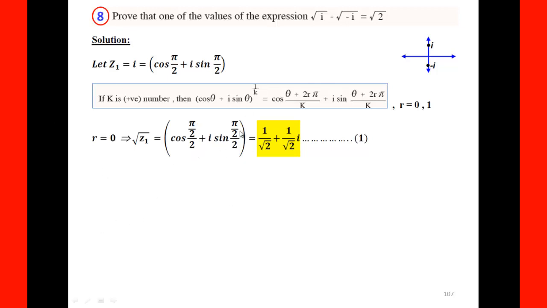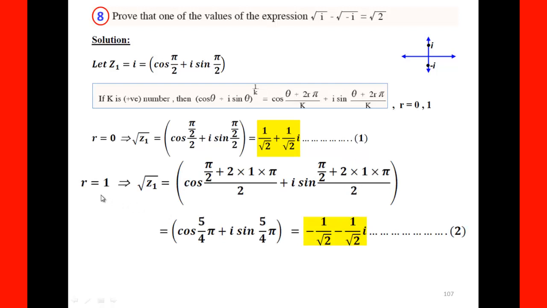So cosine pi over 4 equals 1 over root 2, plus i sine pi over 4 equals 1 over root 2. Sine of pi over 2 all over 2 is equal to sine pi over 4, which equals 1 over root 2. And this is the first root.